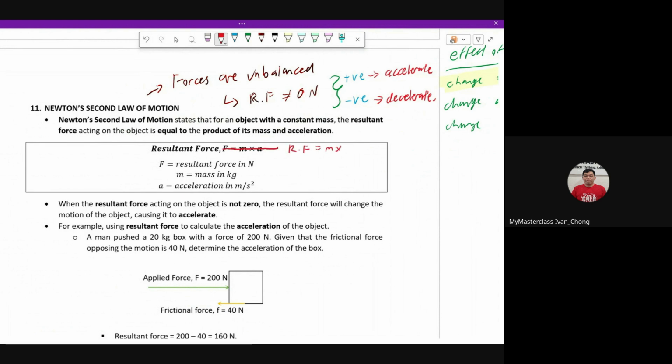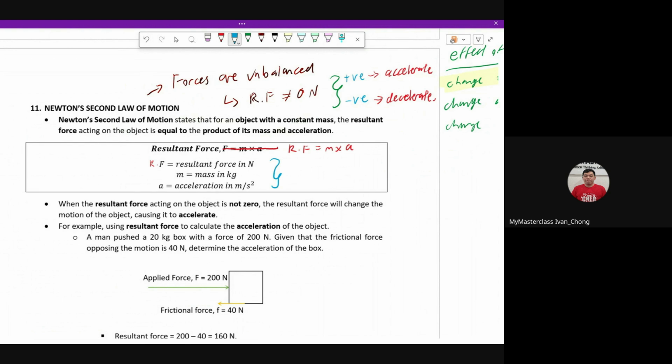Because of this, just take note, scratch it off, and change it to RF is m times a. Because a lot of different schools and even textbooks just use the letter F, but this is very confusing. If you only write F, are you referring to your resultant force or your applied force? Those are two very different things, so you need to be very careful.